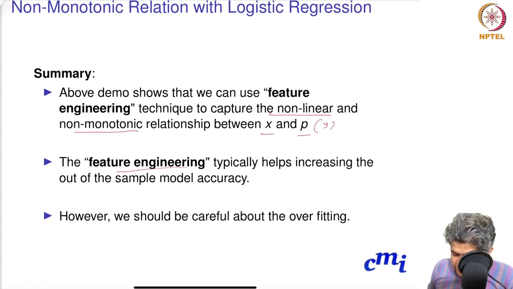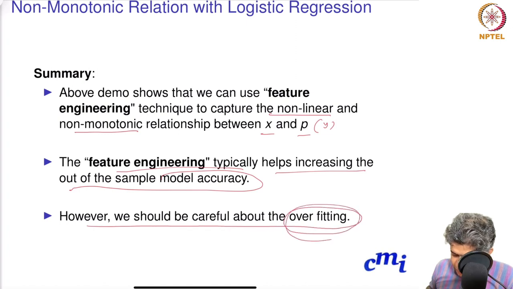Feature engineering typically helps increase out-of-sample model accuracy. However, we should be careful about overfitting, because when you put more and more features in your model, naturally you have a chance of ending up overfitting the model.